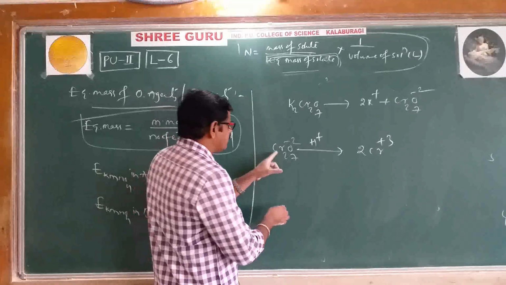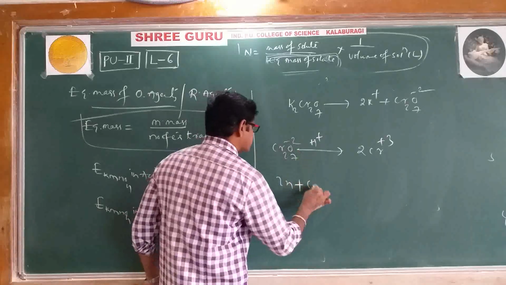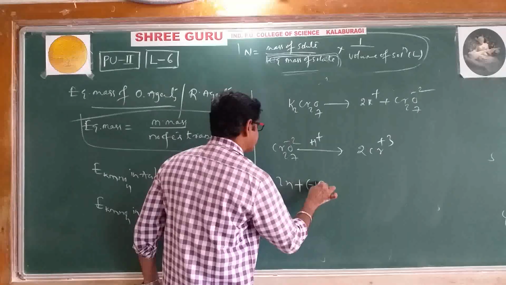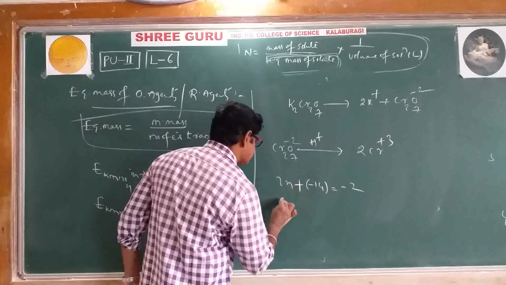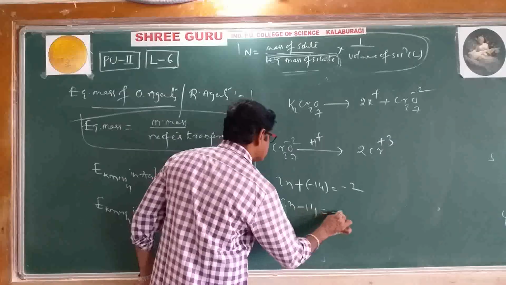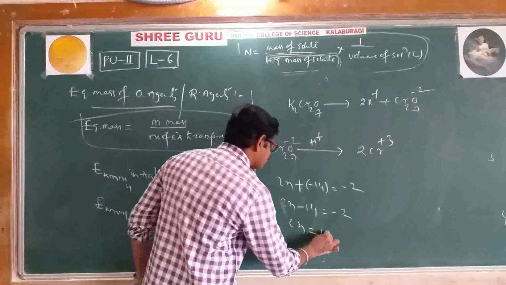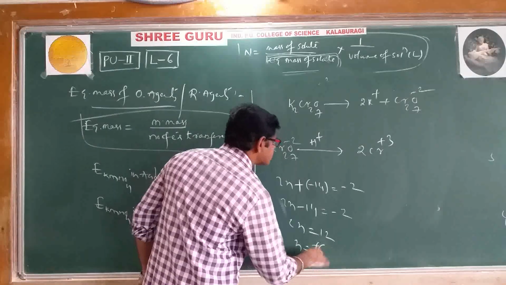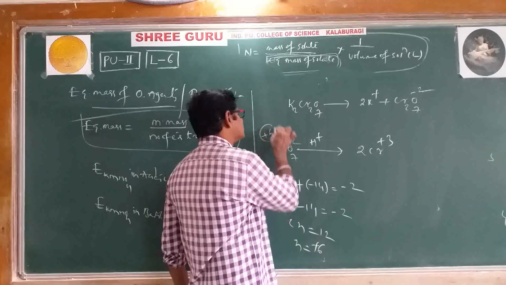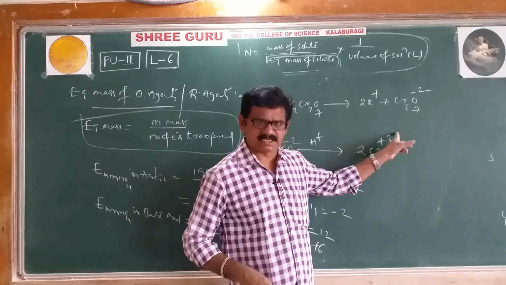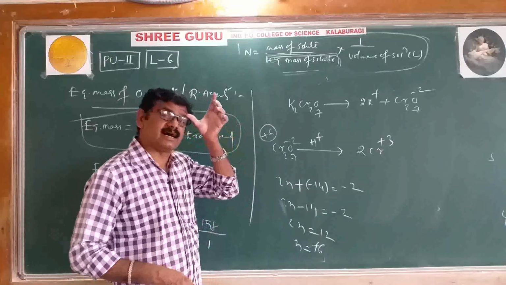We'll calculate that: 2x and 7 into minus 2 is minus 14, equal to minus 2. 2x minus 14 equal to minus 2, 2x equal to 12, x equal to 6. So here it is 6, and here it is 3. Then how many electrons are transferred?